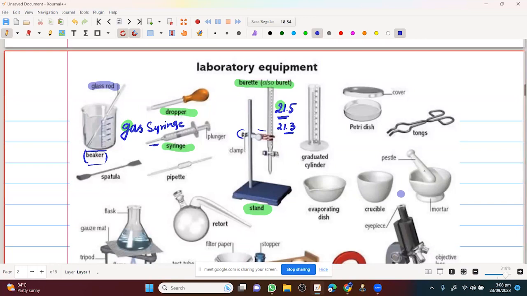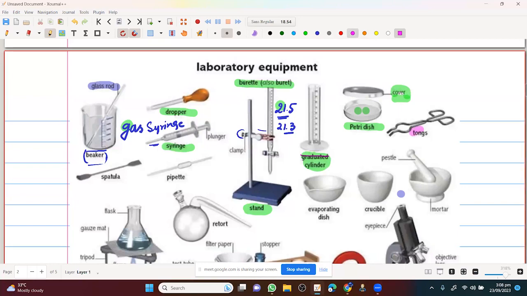So this one is the burette, and here you can see the graduated cylinder. The graduated cylinder is also used to measure liquids. It gives a very exact measurement for different liquids, up to 20 centimeter cube, 25 centimeter cube like this. Another apparatus is the Petri dish. This Petri dish has a cover. You can preserve something here and cover it with the lid which is provided.